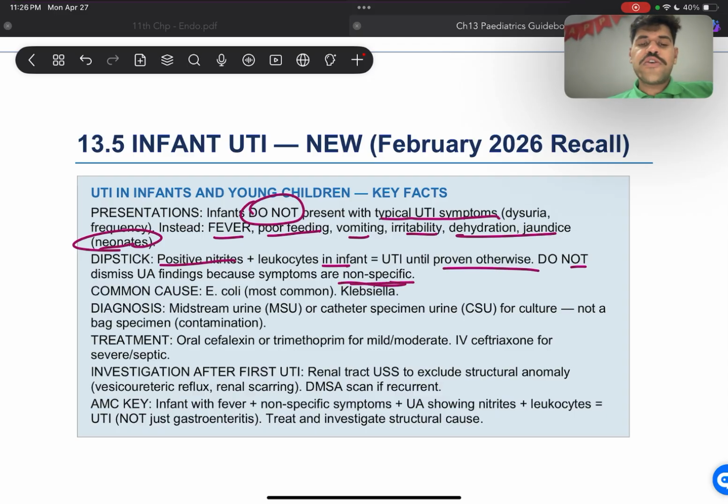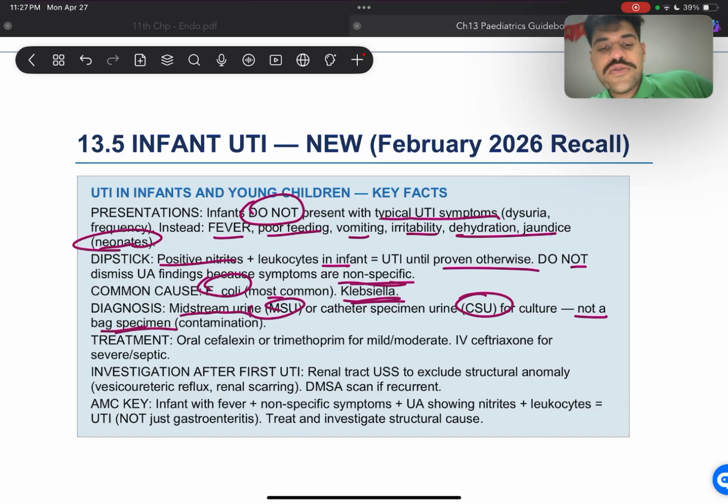Positive nitrites and leukocytes mean UTI until proven otherwise, and we do not dismiss UA findings because symptoms are non-specific. Now the common microorganisms are E. coli and Klebsiella. E. coli is the most common one that they ask about. Diagnosis is going to be midstream urine or MSU, or catheter specimen urine, or CSU, for culture, and it's not a bag specimen because bag specimens are usually contaminated.